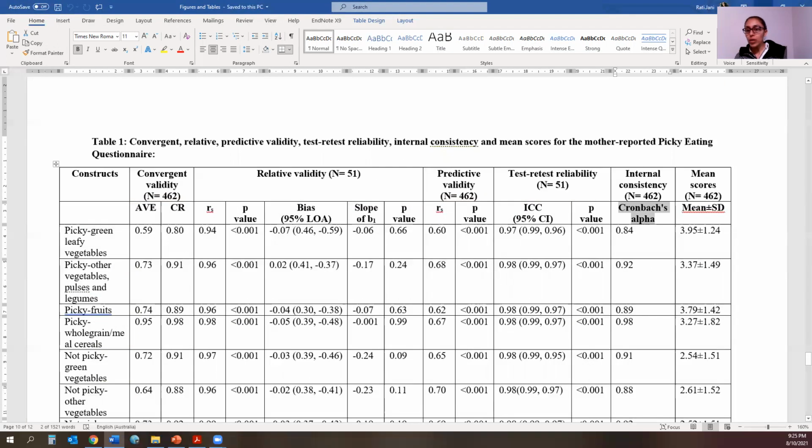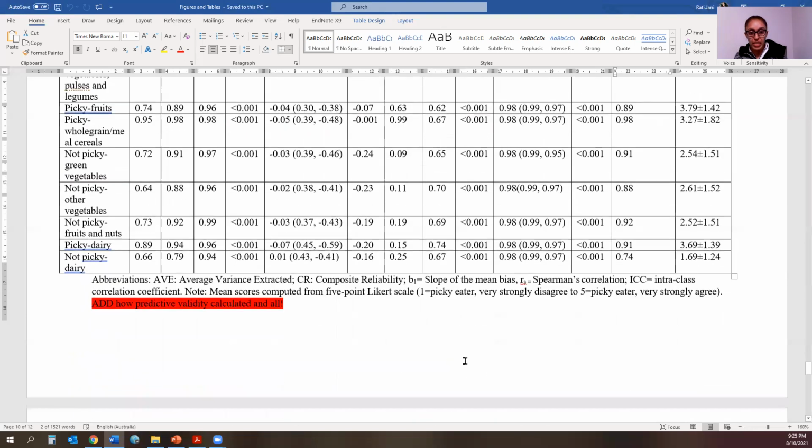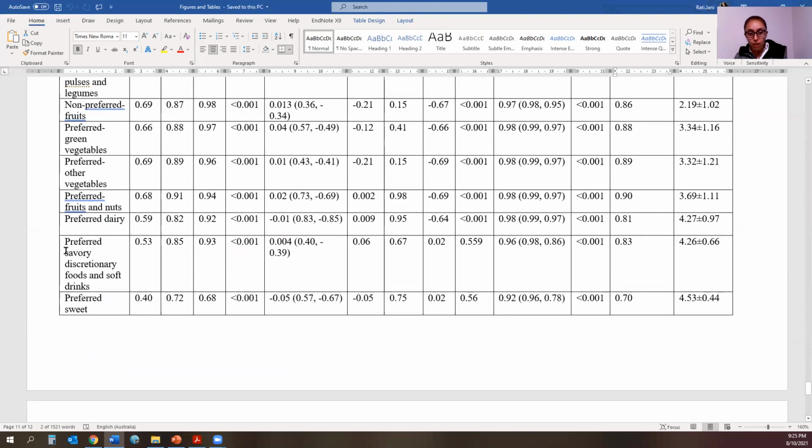Okay, so let's look at Cronbach alpha. Let's look at the same example over here. You know how I had an example of savory junk food and then the sweet junk food. So savory junk food had a Cronbach alpha of 0.8, really good. Sweet junk food had a Cronbach alpha of 0.7. And I have almost met the mark, so I'm safe.